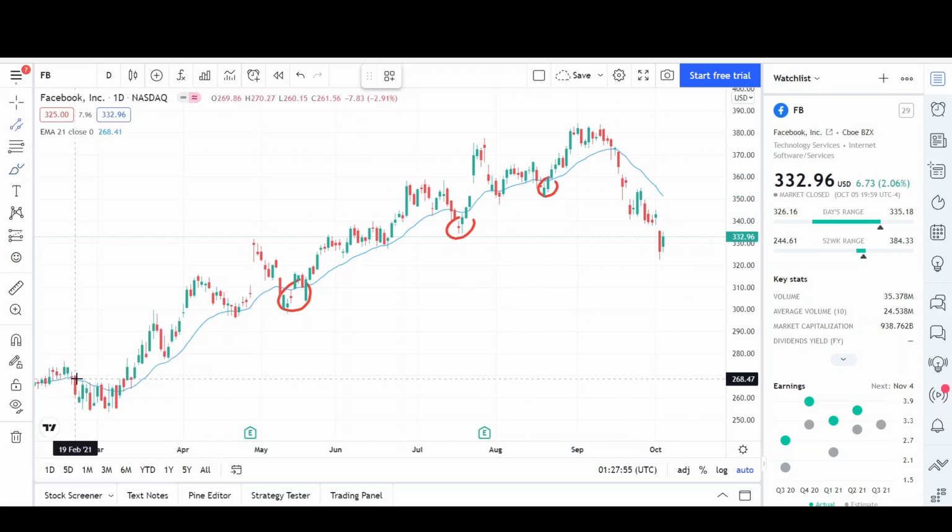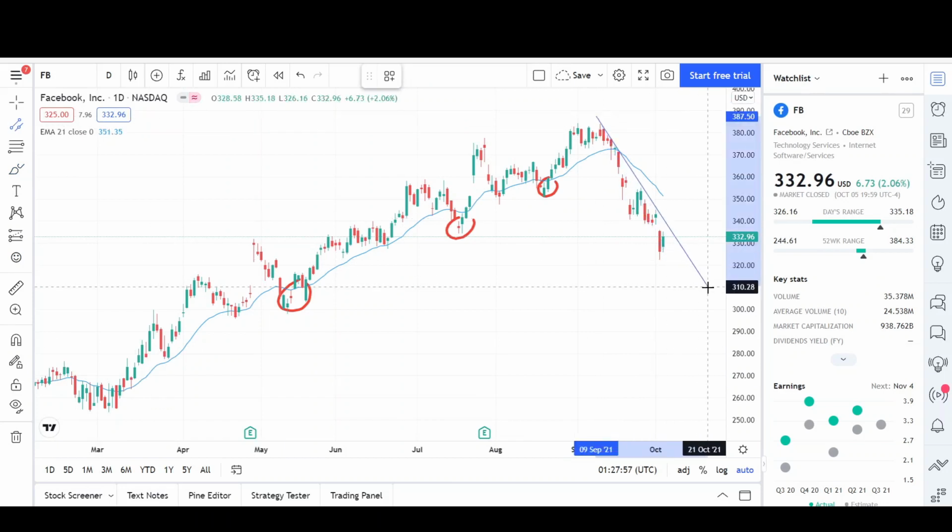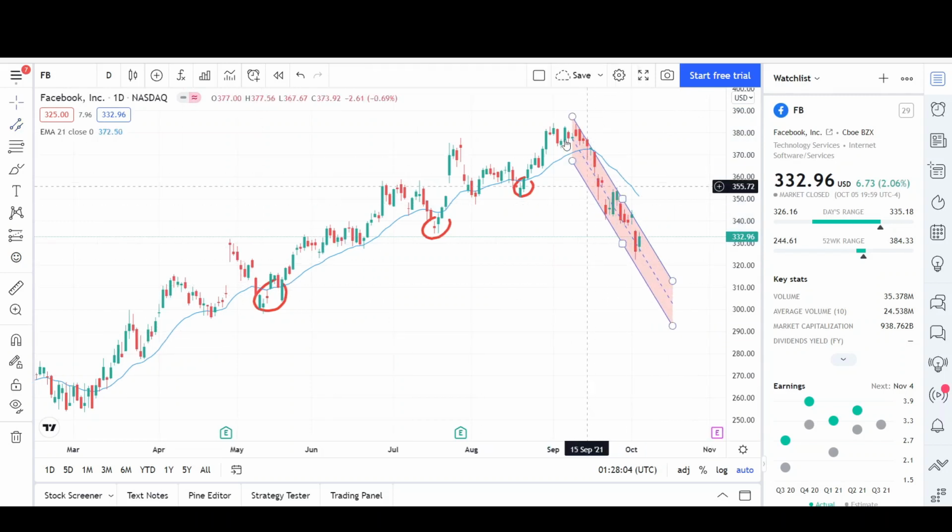So it looks like prices are inside of this channel right here. Let me draw it out for you guys. So it's too early to be buying any dips because we're still in this channel right here.